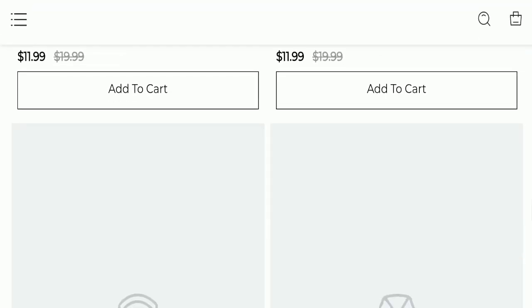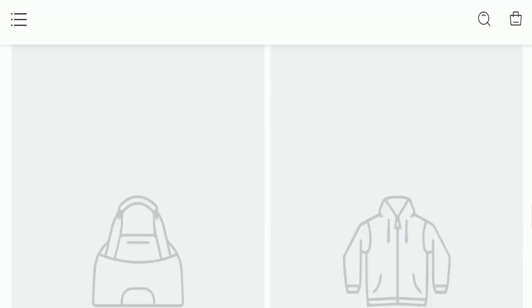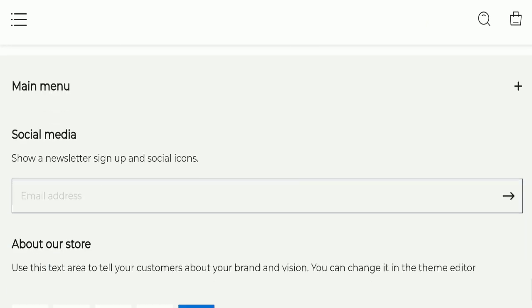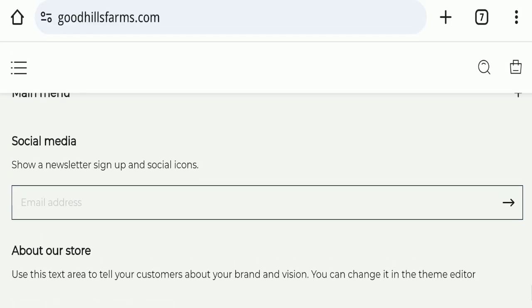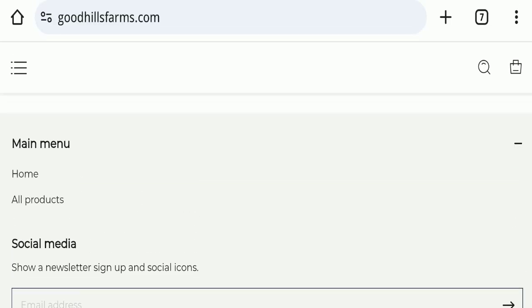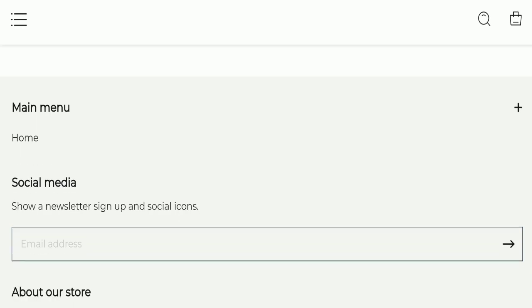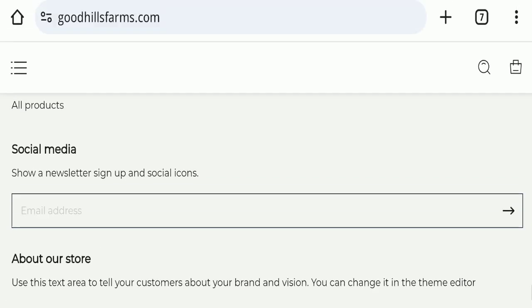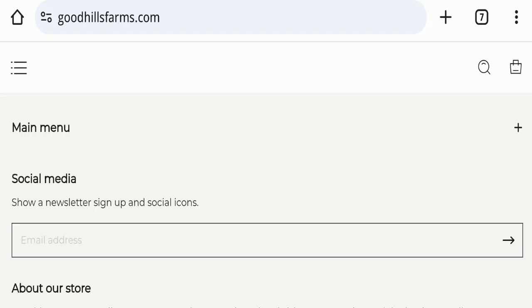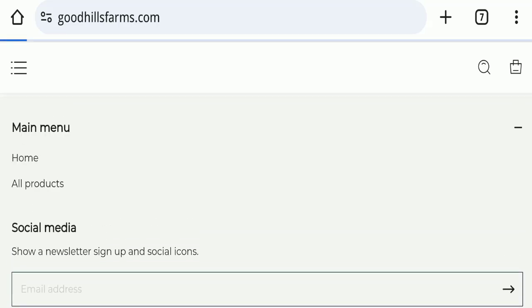Next we will scroll down and check the payment modes of this website. They are accepting PayPal, Visa, MasterCard, Maestro and American Express for making payments. Next we will check the shipping policy of this website, so we will go to the shipping policy section. The shipping policy section is also not available here, so it's also a very negative sign of this website.